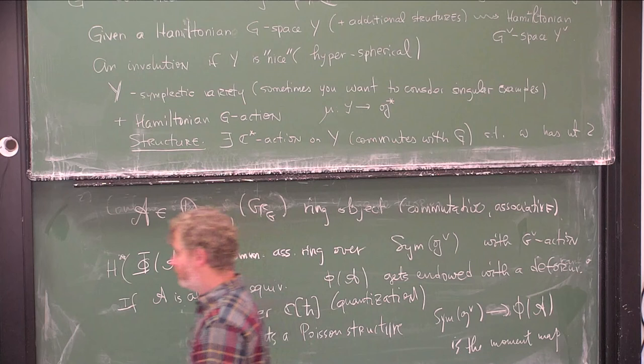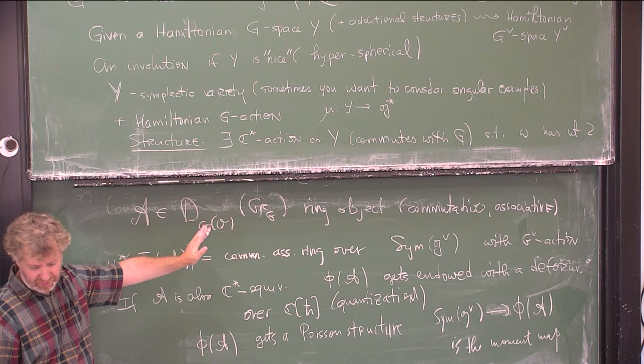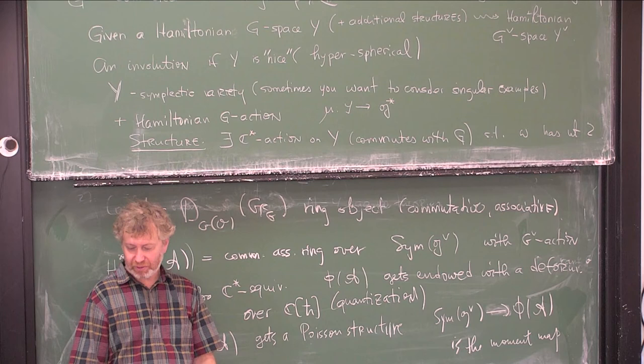So the slogan is: anytime you have a ring object in this derived Satake category, you can construct a Hamiltonian, well, what you get actually is an affine Hamiltonian G-check space.